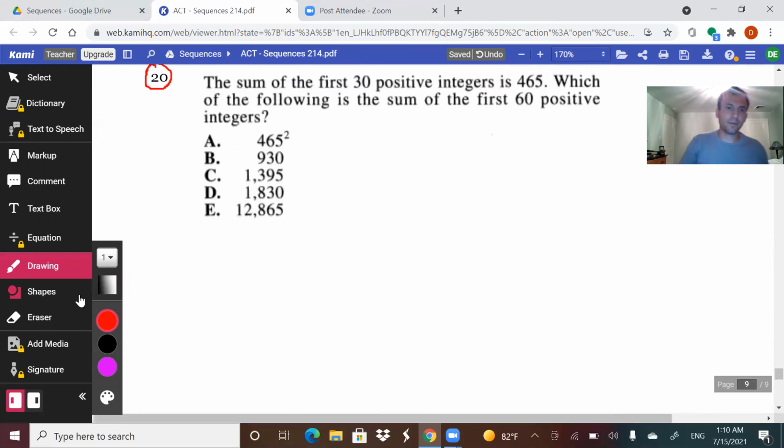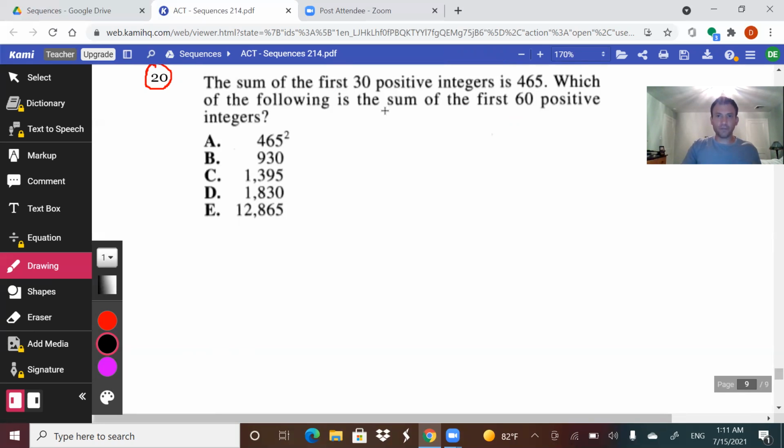Okay. Last but not least, I promised you a pretty hard problem. This is a hard problem. There's going to be a little bit of an explanation with it as well. Feel free to pause the video, though, and give it a go. But I'm going to keep on going. So sometimes you get a problem where it says the sum of the first 30 positive integers is 465, which of the following is the sum of the first 60 positive integers.